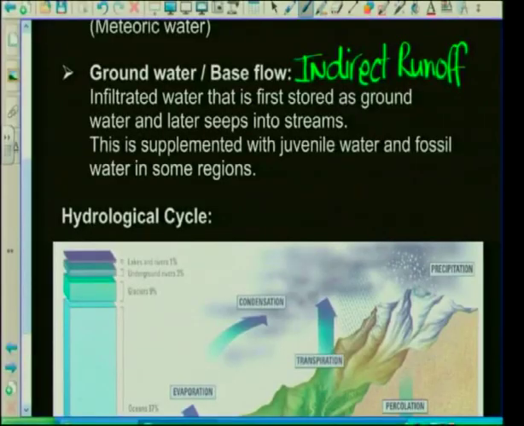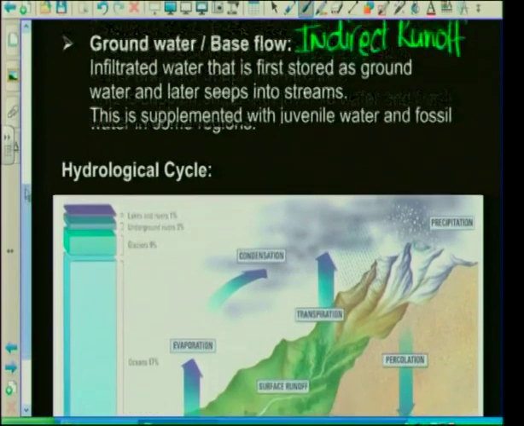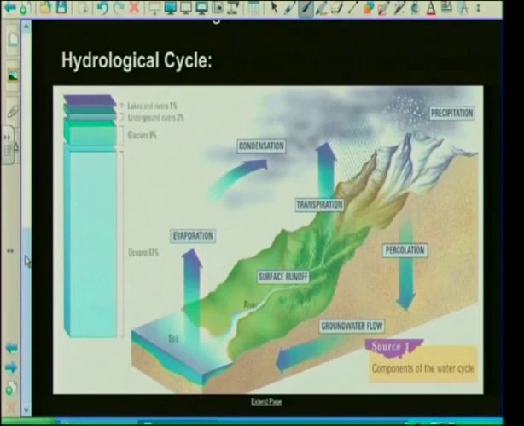In the notes, it says infiltrated water, water that is sunk below the Earth's surface, that is first stored as groundwater and later eventually seeps into the actual river channels. This is supplemented with juvenile water and fossil water in some regions of the earth. Very nicely, we have a diagram which represents the hydrological cycle.